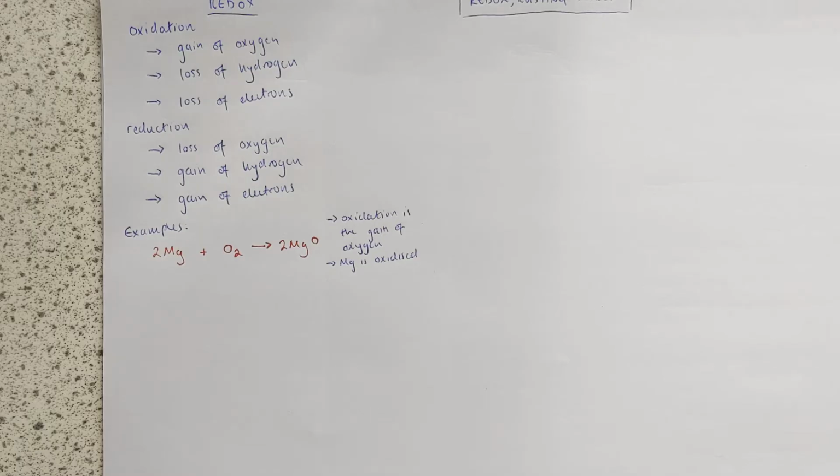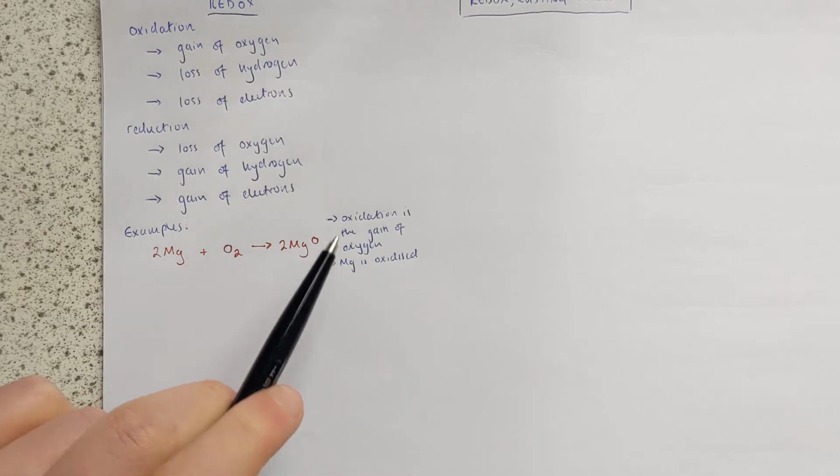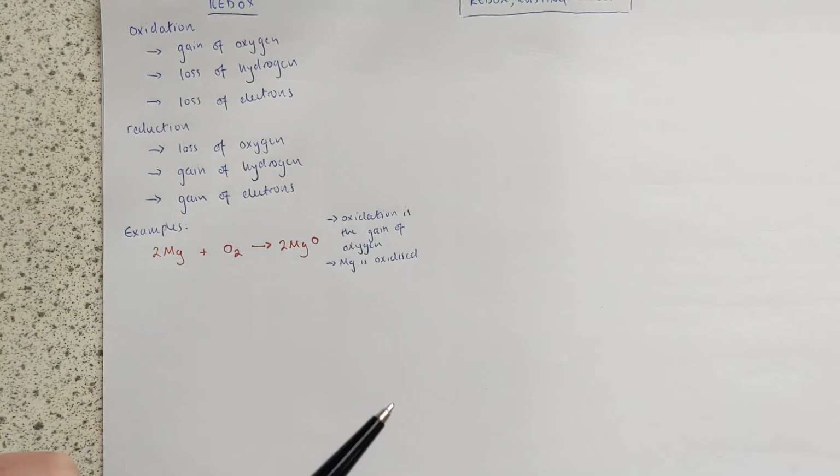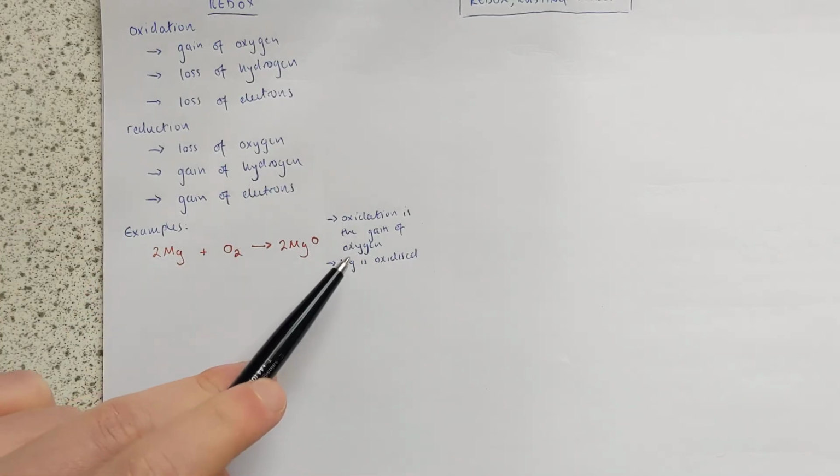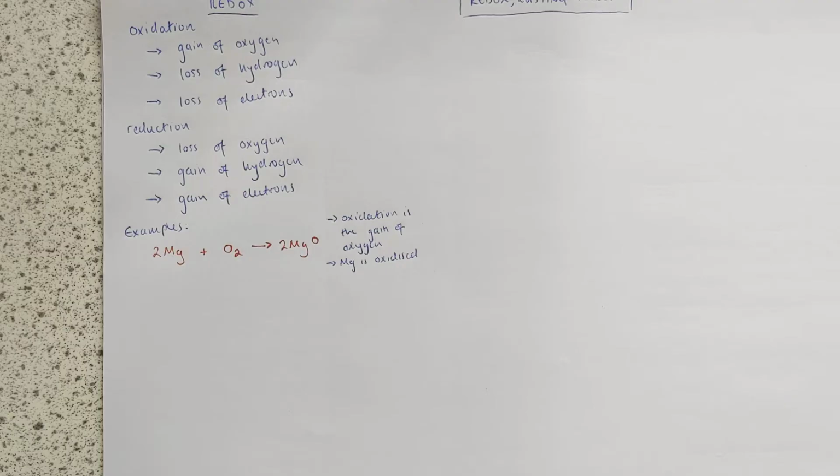Now we have to be careful with how we express our answers in a question like that. It wouldn't be enough just to say that magnesium is oxidized. We have to back it up. And how we back it up is by using the definition for oxidation. So we'd say that oxidation is the gain of oxygen. Magnesium has gained oxygen, therefore magnesium is oxidized.